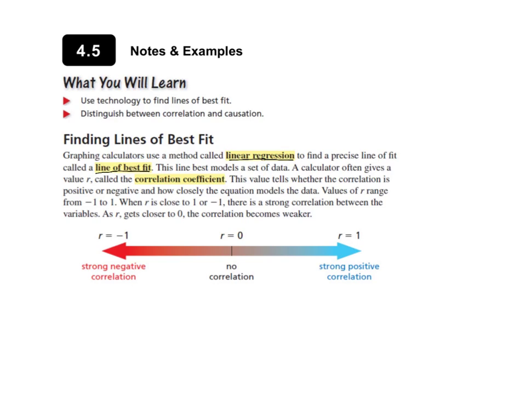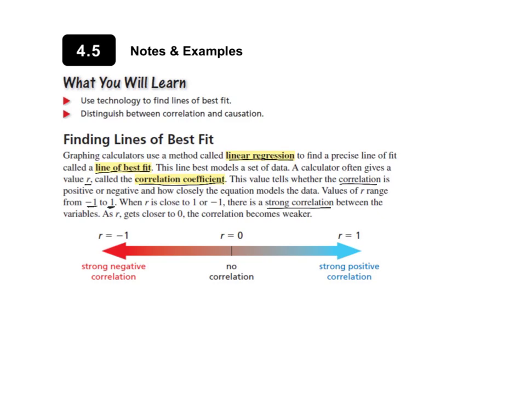A calculator often gives a value, R, which is called the correlation coefficient. This value tells whether the correlation is positive or negative and how closely the equation models the data. Values of R range from -1 to +1. When R is close to 1 or -1, it's a strong correlation, and as R gets closer to 0, the correlation becomes weaker.